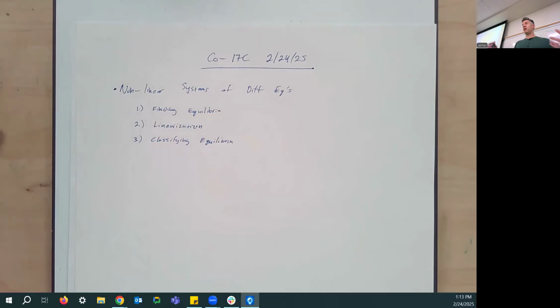So classifying meaning, is it going to be a stable node, an unstable node, a saddle, a stable spiral, an unstable spiral, or a neutral spiral locally? And we'll talk more about that when we get there.